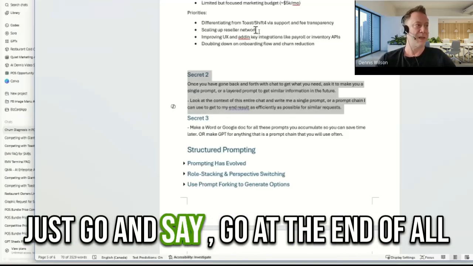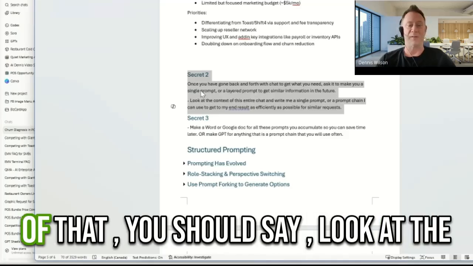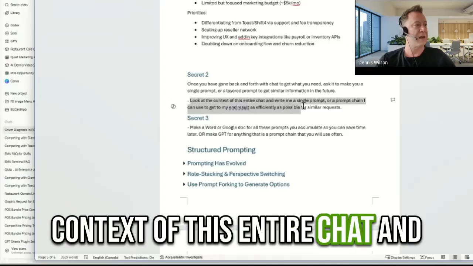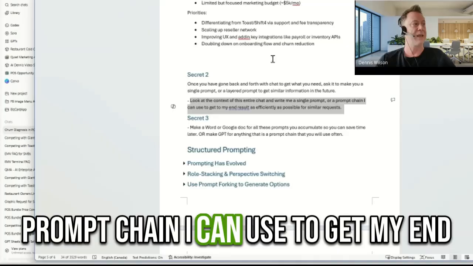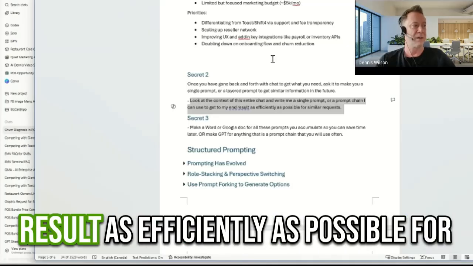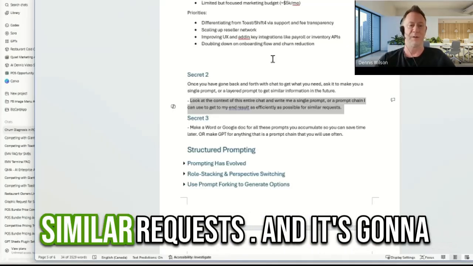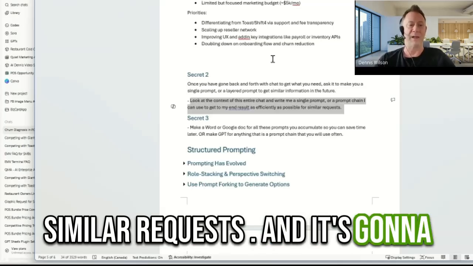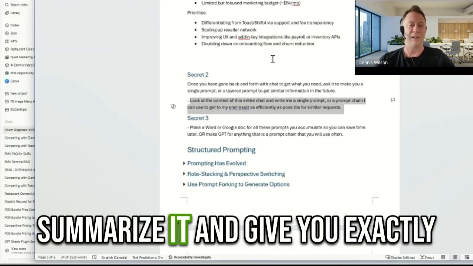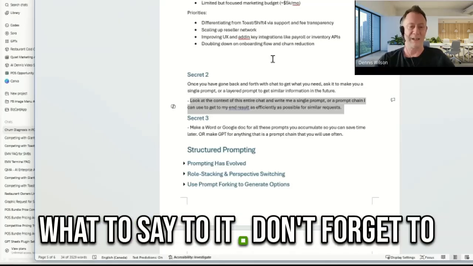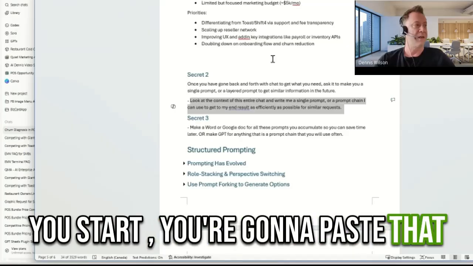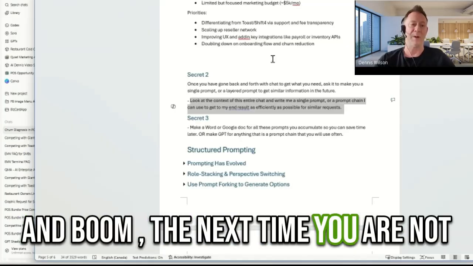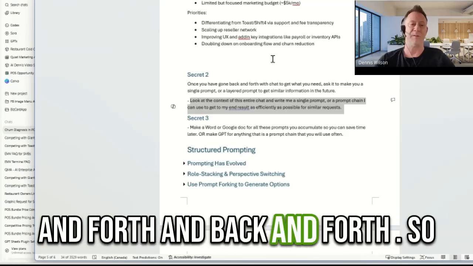So what should you do? Well, at the end of all of that, you should say, look at the context of this entire chat and write me a single prompt or a prompt chain I can use to get my end result as efficiently as possible for similar requests. And it's going to take everything that went on and summarize it and give you exactly what to say to it. Don't forget to ask me any questions before you start. You're going to paste that, and boom, the next time you are not going to have to go through the back and forth and back and forth.